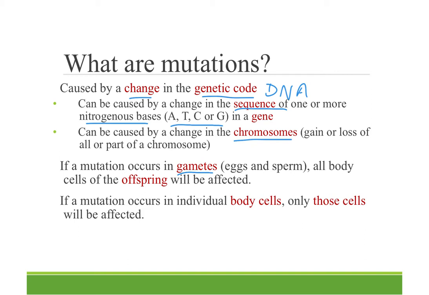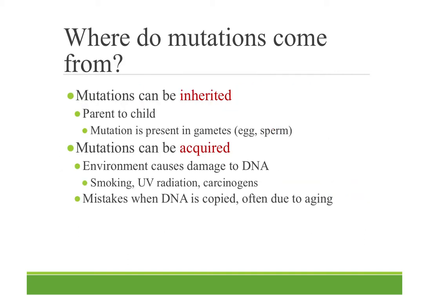If later on in life a mutation occurs in an individual body cell, then only those cells will be affected. And that's where you get things like cancerous tumors that come up because of a mutation in a body cell, say a skin cell, that will develop into skin cancer.